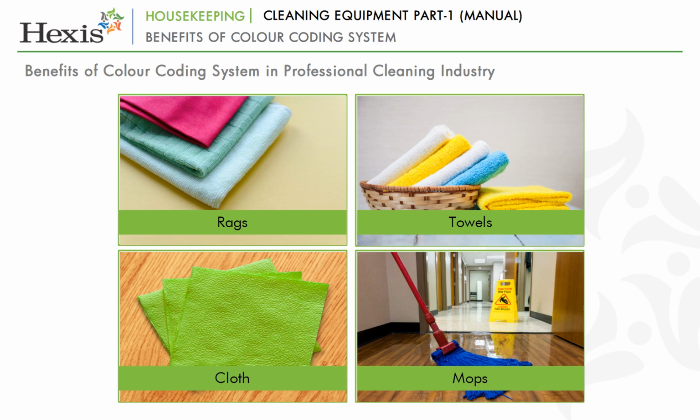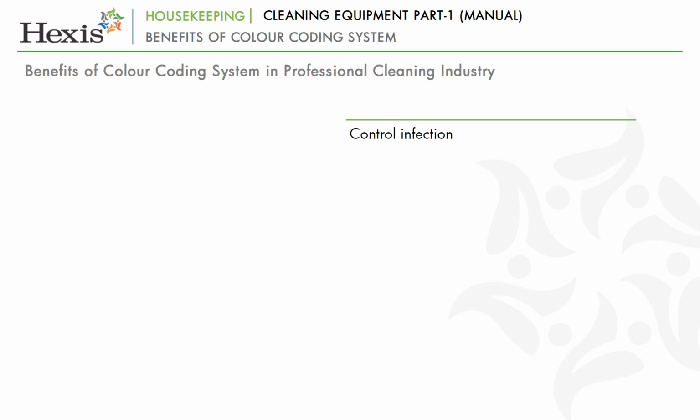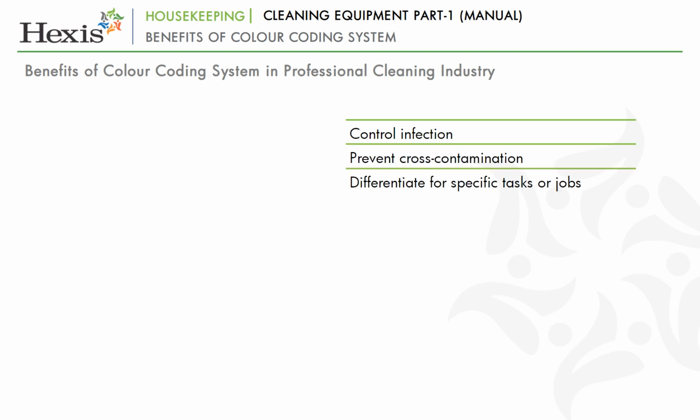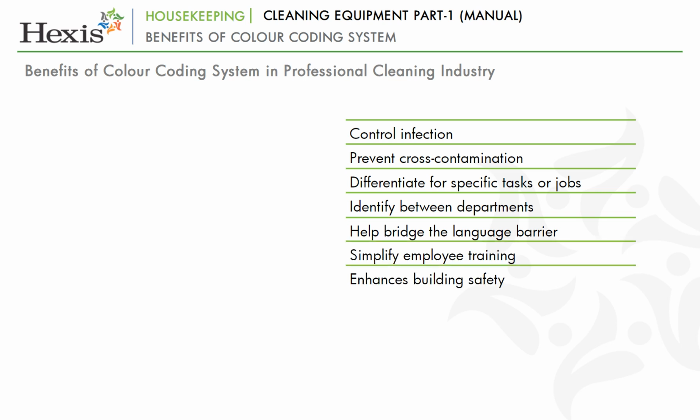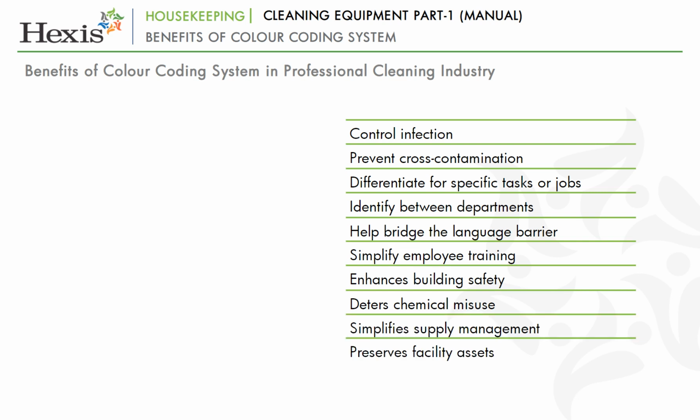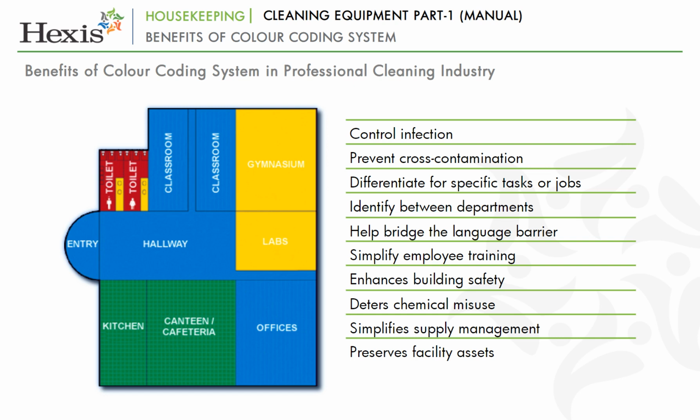Within the professional cleaning industry, there are many advantages to developing and integrating color coding into the existing program, including to control infection, prevent cross-contamination, differentiate for specific tasks or jobs, identify between departments, help bridge the language barrier, simplify employee training, enhance building safety, deter chemical misuse, simplify supply management, and preserve facility assets. The figure in this slide shows clearly how the color code is applied to the different areas of a facility depending on the risk factors.